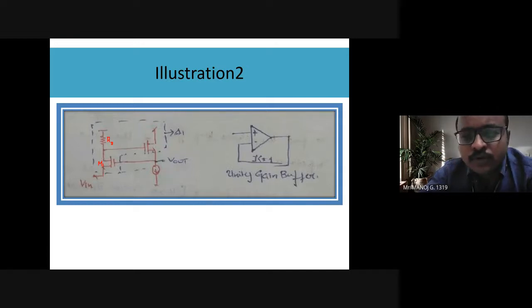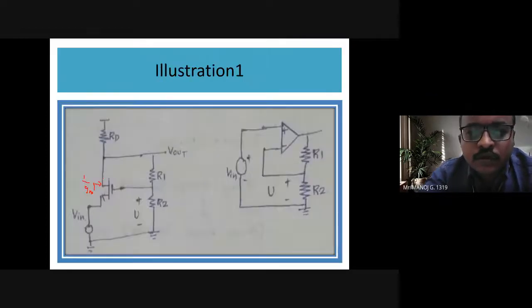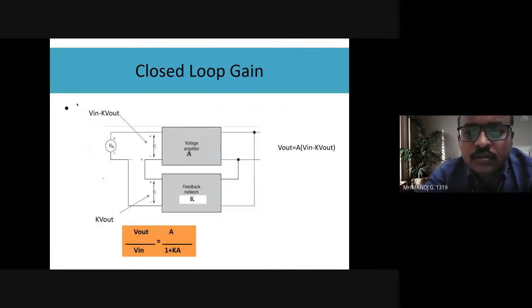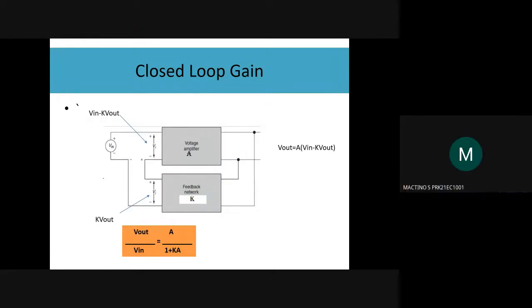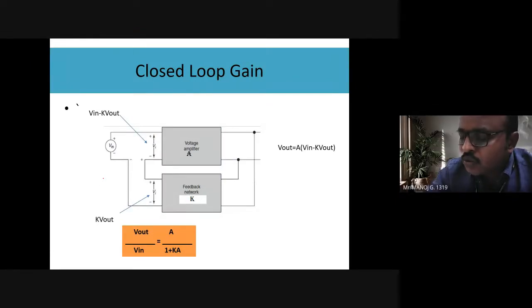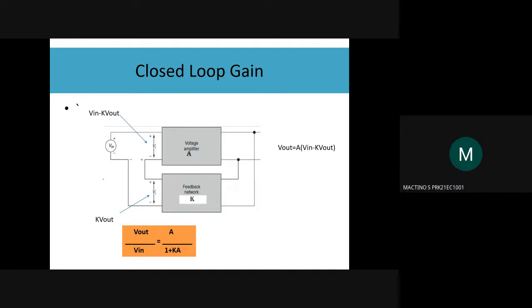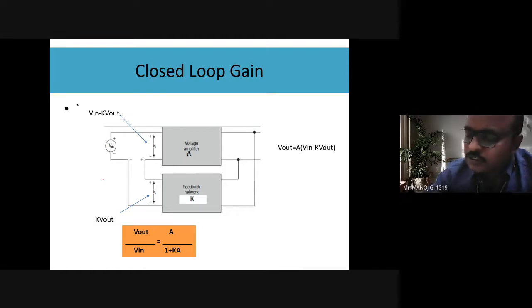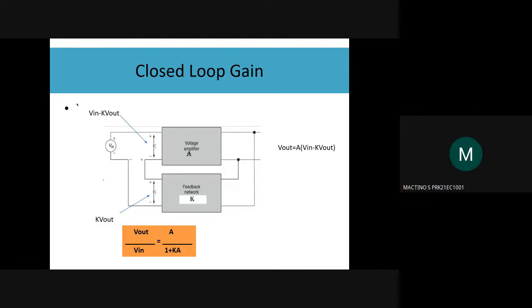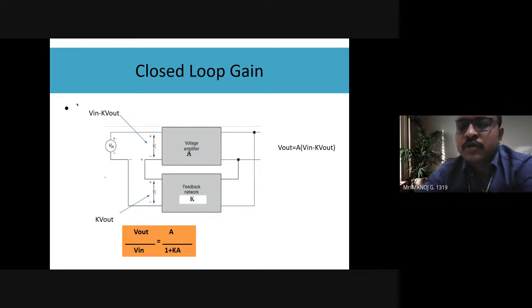For closed loop, then what will be the value? Whenever it is detecting, it detects with the losses. How do you calculate the closed loop? The detector may have losses of transmission, reflection and microbending, and the expression is A by 1 plus KA. So what is A? GM into RD. What is the K value? 1, sir. So what is the expression? GM into RD by 1 plus GM into RD. That's all. Very good.